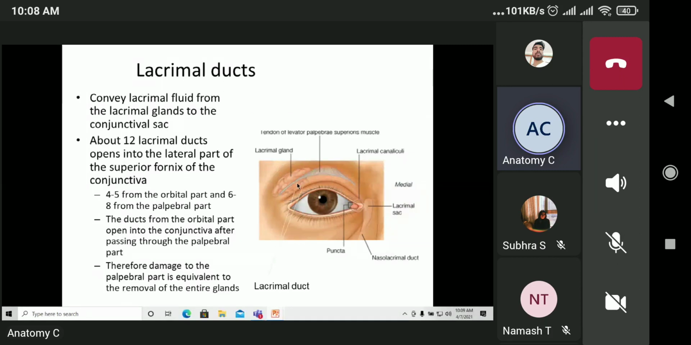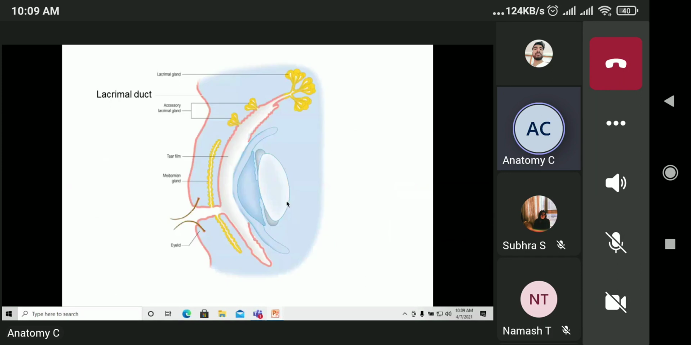So if it is damaged, what will happen? There is no use of the orbital secretion either, because its ducts are already damaged. So damage to the palpebral part is equivalent to the removal of the entire gland. Look here, this is the lacrimal duct, this is the accessory duct, and this duct is opening over here, in the superior conjunctiva.